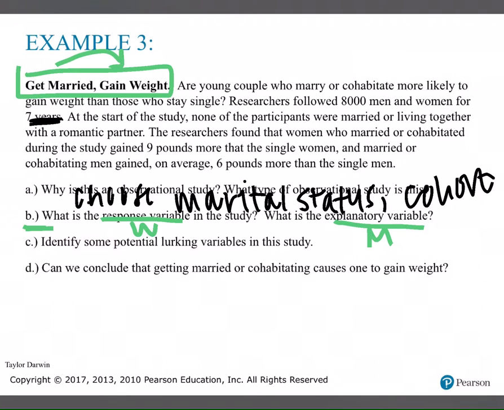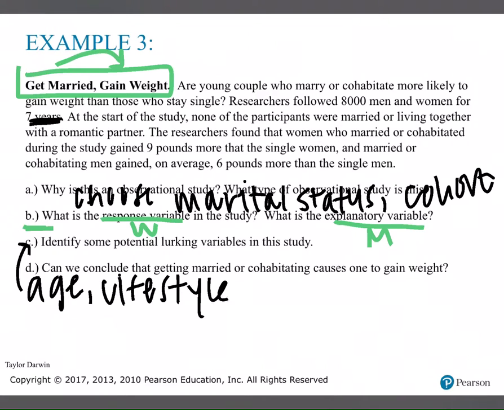Identify some potential lurking variables. So, I'm going to write that down here. What other things could affect weight gain other than living with someone? Maybe it is your age. Maybe it is your lifestyle, if you work out, if you don't, the way you eat. There are other things that could affect gaining weight.